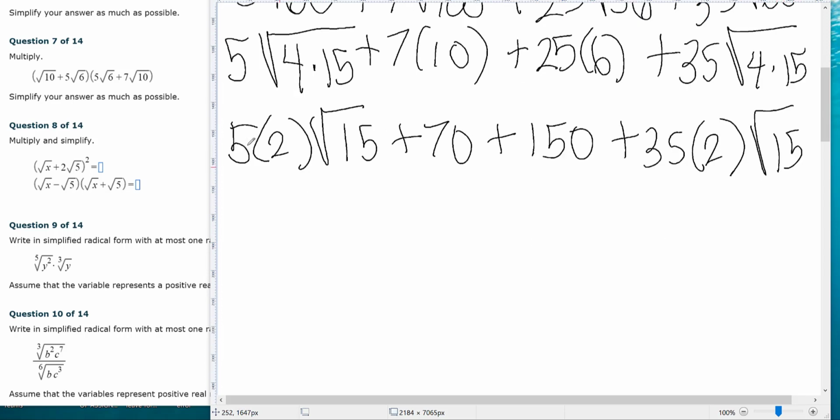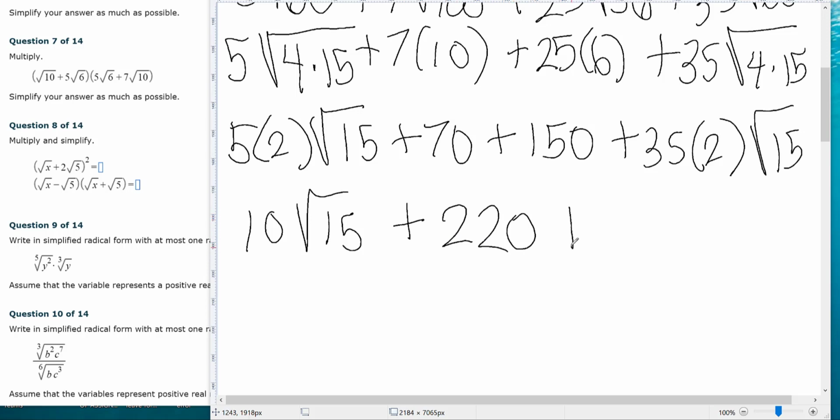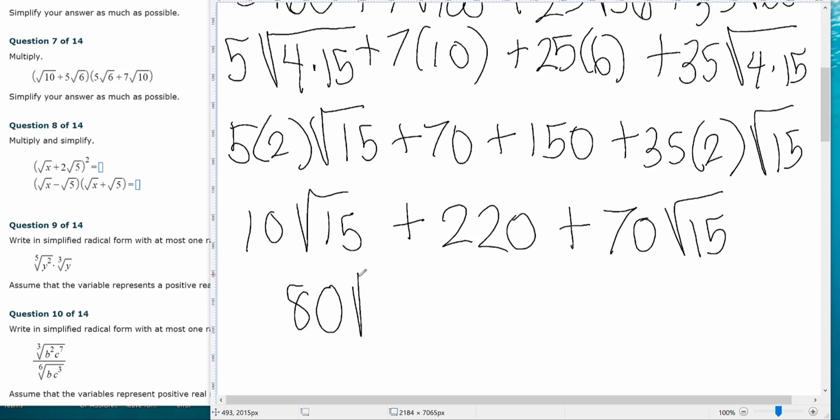All right, I need to keep going here. 5 times 2 is 10 square root of 15 plus 220 plus 35 times 2 is 70 square root of 15. And you'll notice that these two radicals have the same index and the same radicands, and they don't have any variables, so I can add those together. 80 square roots of 15 plus 220 is my final answer for number 7.